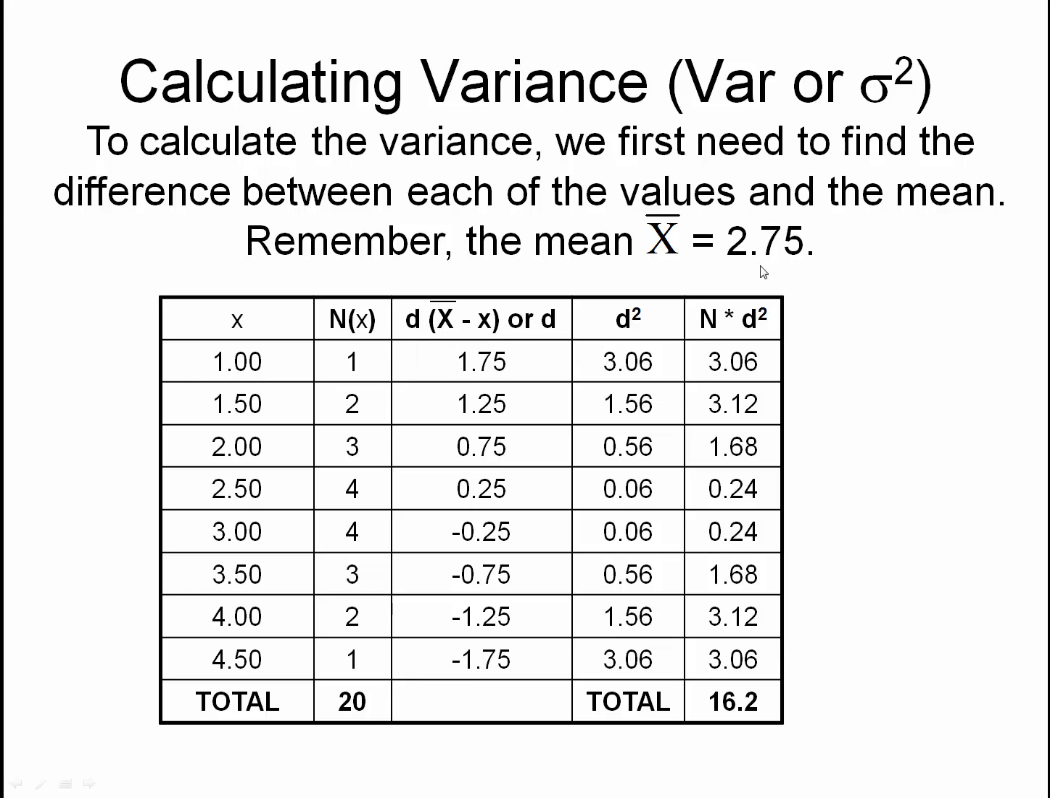And if we look at 2.75 minus 1.5, we get 1.25. Then we square that, and we get 1.56. And we multiply 2 times 1.56, and we get 3.12. And so on and so forth for the remaining rows in our table. Then when we sum up these terms, n of x times d squared, we get 16.2. And we have a total sample size, as we mentioned previously, of 20.